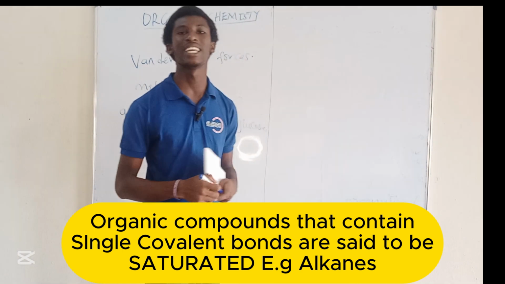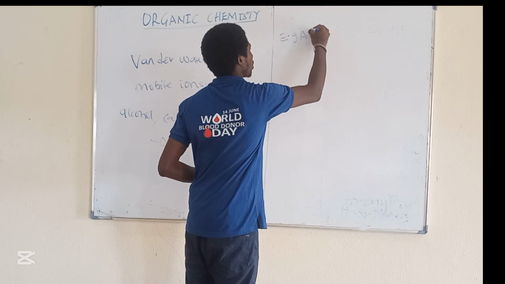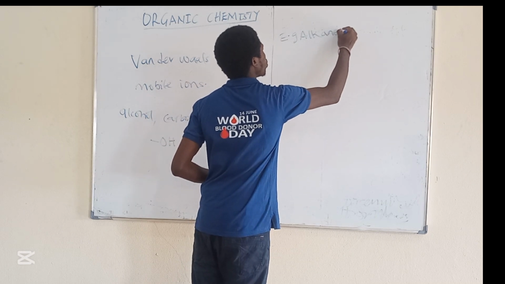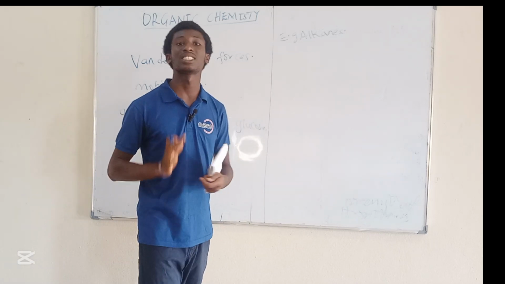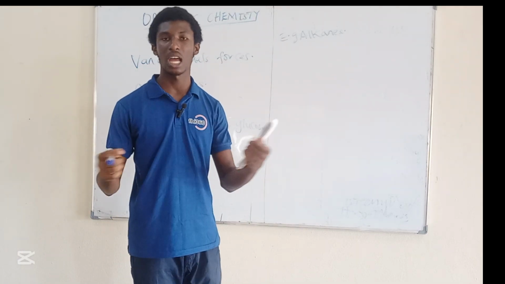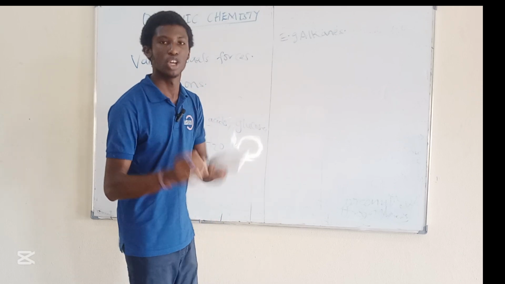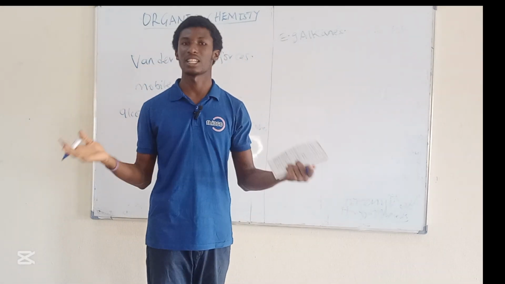Example, your alkanes. Don't worry, we'll discuss extensively on these groups. So just know that your alkanes are saturated organic compounds because they are joined together by what? Single covalent bonds.